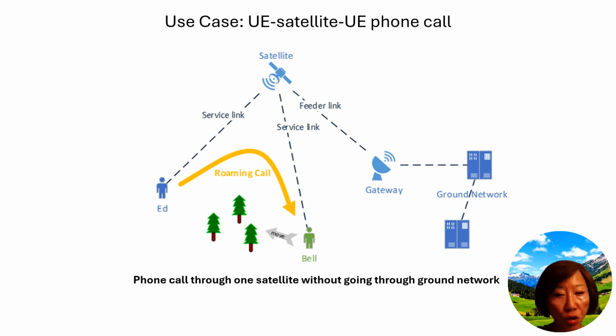So this picture here illustrates the concept of a phone call through one satellite without going through a ground network. What are we looking at here? We have two users. Ed, short for Edward maybe, is represented by a blue stick figure on the left. Bell is represented by a green stick figure in the middle of the picture, with an airplane icon nearby indicating they are in flight. We have one single satellite shown at the top of the image, providing communication coverage.